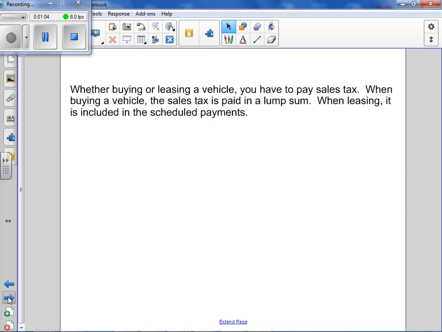Whether buying or leasing a vehicle, you have to pay sales tax. When buying a vehicle, the sales tax is paid in a lump sum. When leasing it, it's included in every payment.